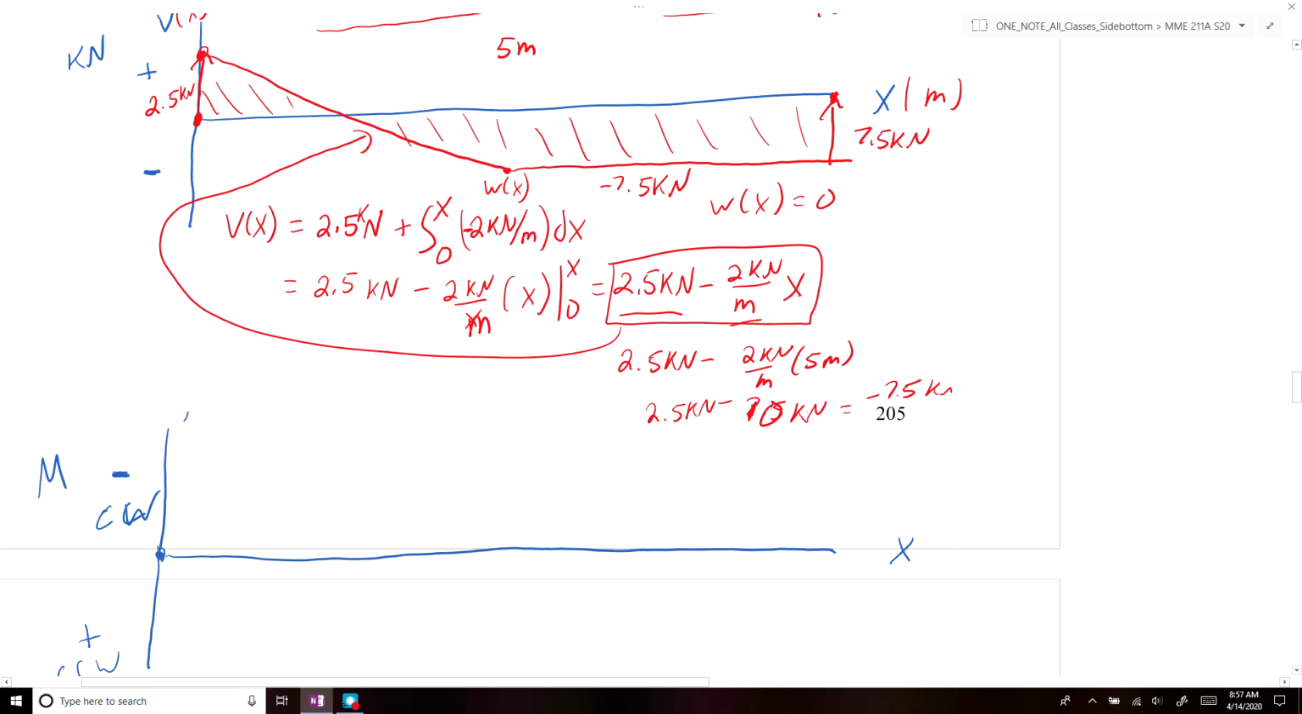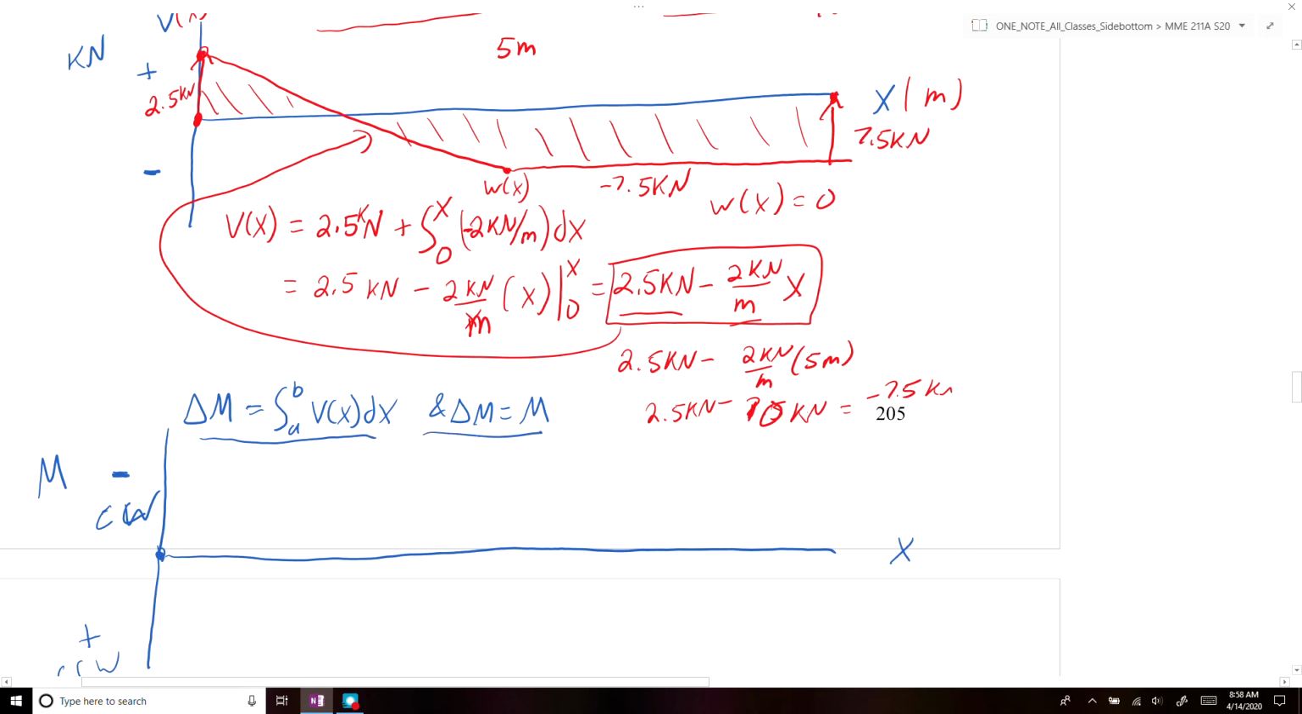We know that a change in couple moment can be caused by two things. It's known as the integral of the shear diagram along a certain length, and we know that a change in moment can also be due to a couple moment. So those two things are what we have to account for in our problem.